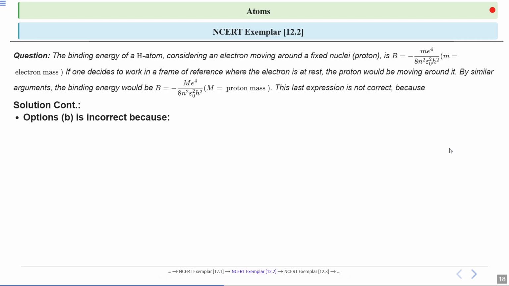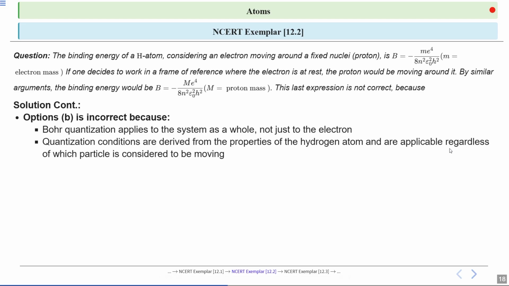Let's focus on option B and why it's incorrect. The key idea here is that the Bohr quantization rule doesn't just apply to the electron alone. Notice how Bohr quantization is about the whole system's angular momentum, not just the electron's. This means that if we apply quantization, we are considering the motion of both particles around their common center of mass, not just one moving around the other. This shows that the quantization conditions are based on the properties of the hydrogen atom as a whole. It doesn't matter which particle we think of as moving. The rules apply to the system, so switching frames doesn't change the fundamental quantization.